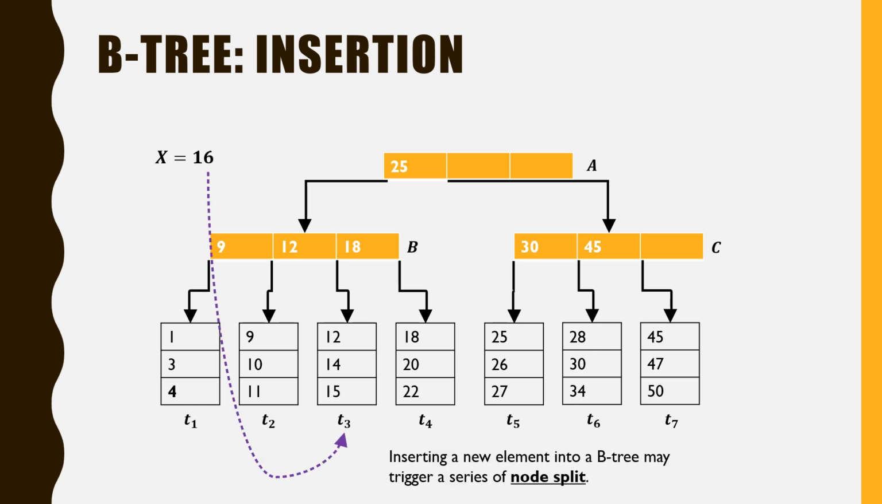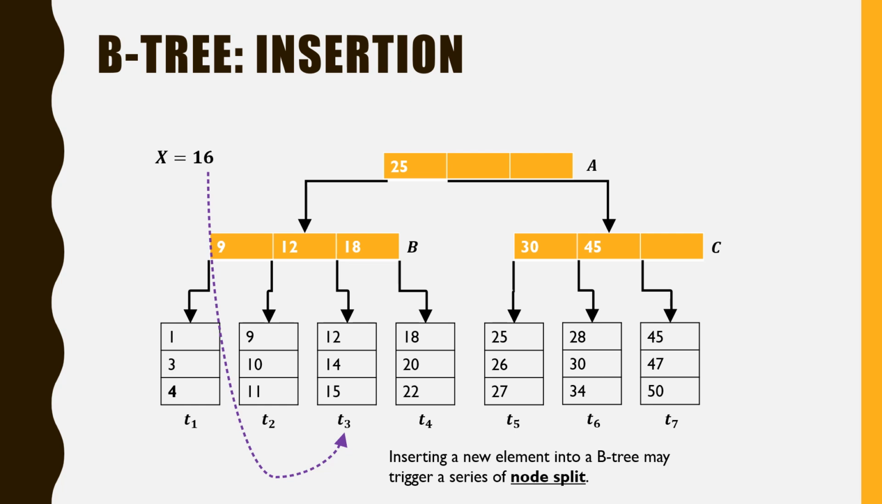When we cannot push any element from a full leaf node to any of its neighbors, inserting to that leaf node can trigger a series of node splits. Now, suppose we want to insert another element, 16, into the B tree. Following the same tree traversal rules, we know that the new element should be inserted into the leaf node T3.